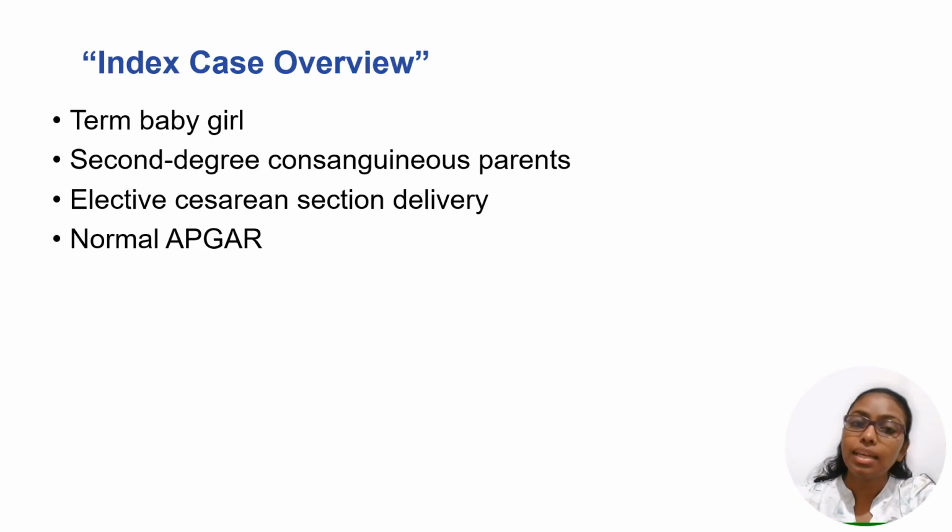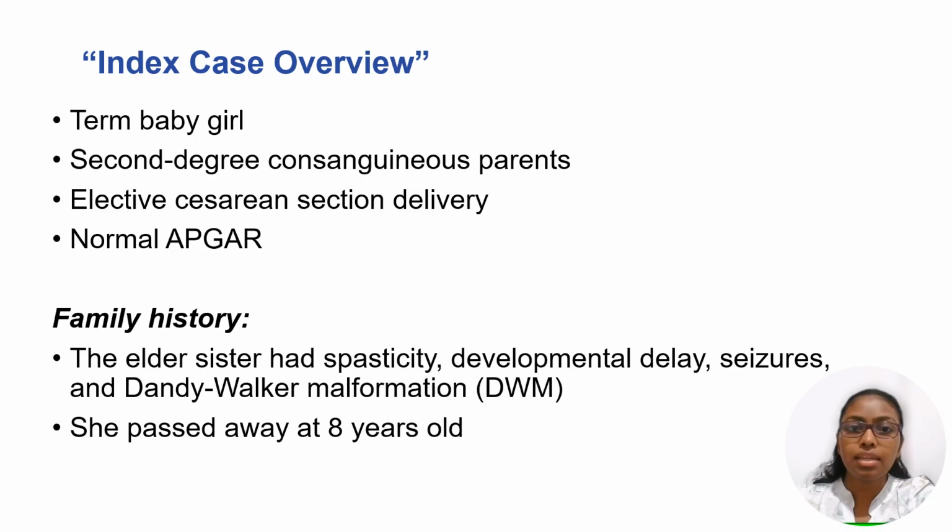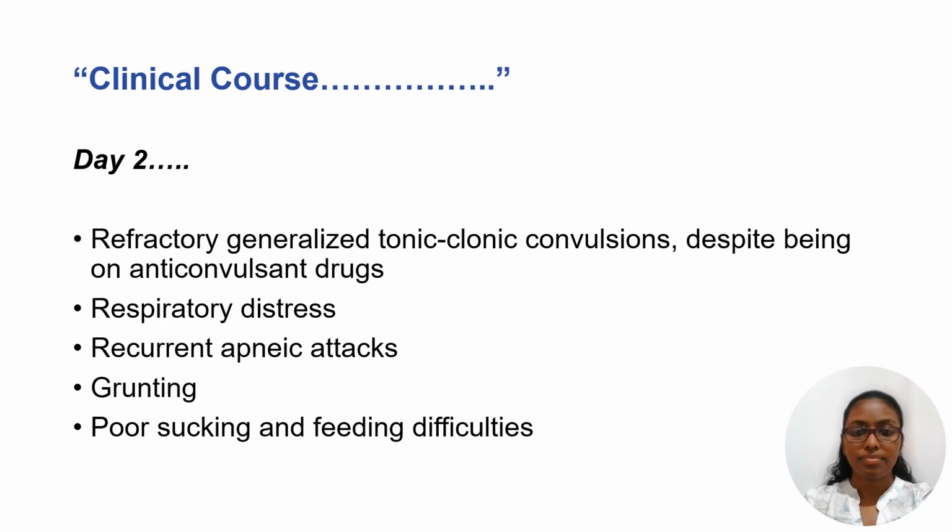Shall we move to the index case overview? This is a term baby girl born to second-degree consanguineous parents via elective caesarean section with a normal APGAR score at birth. Notably, there is a significant family history. Her elder sister had spasticity, seizures, developmental delay, and Dandy-Walker malformation. And sadly, she passed away at 8 years of age, raising strong suspicion for an inherited metabolic or genetic disorder.